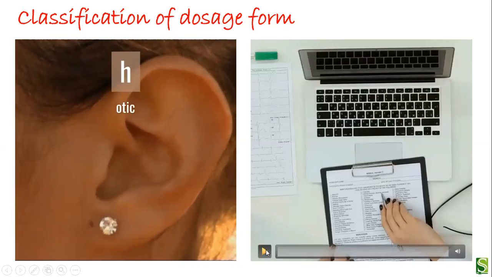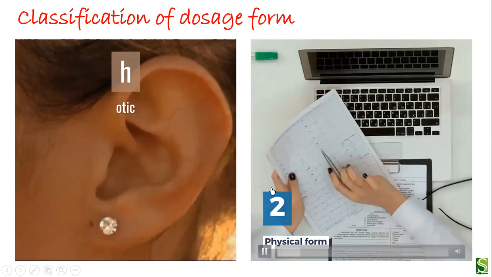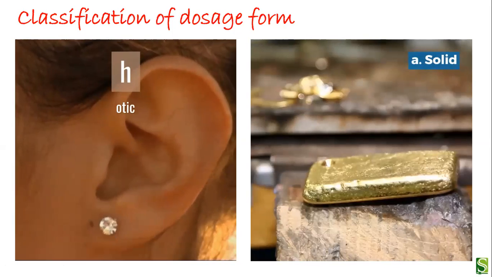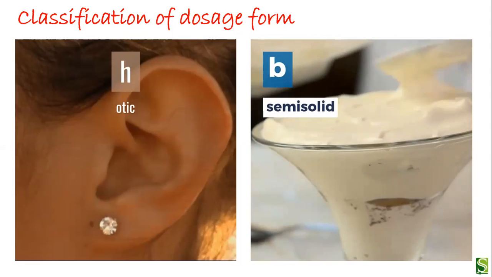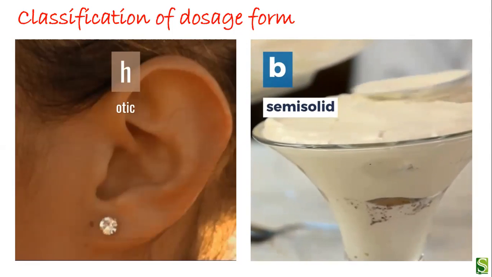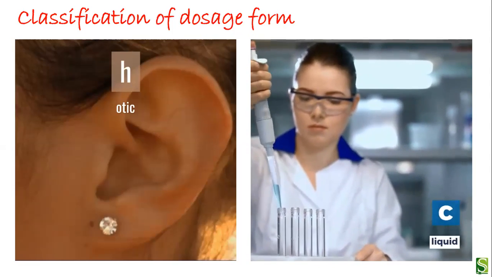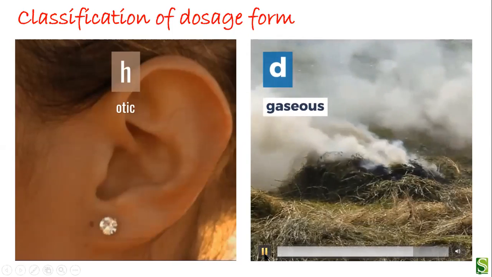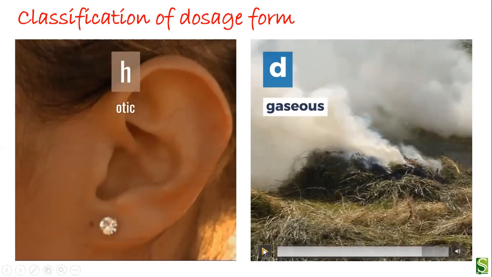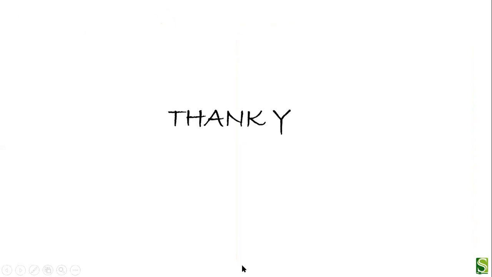The second classification is based on the physical form of the drug. The physical form includes solid nature, semi-solid nature, liquids, and gaseous state. So these are the classifications of dosage forms. Thank you for listening.